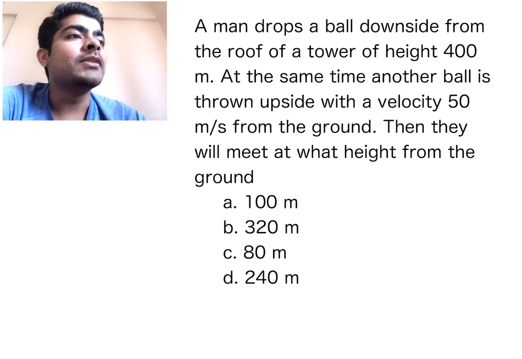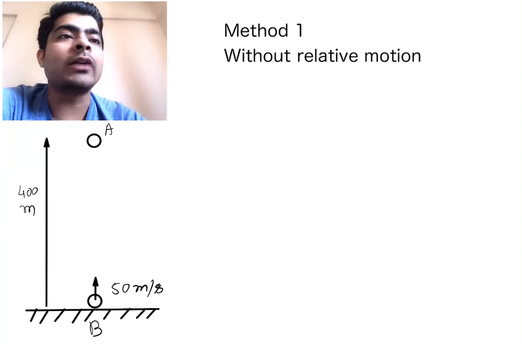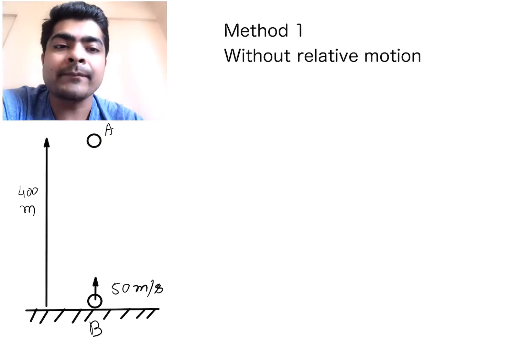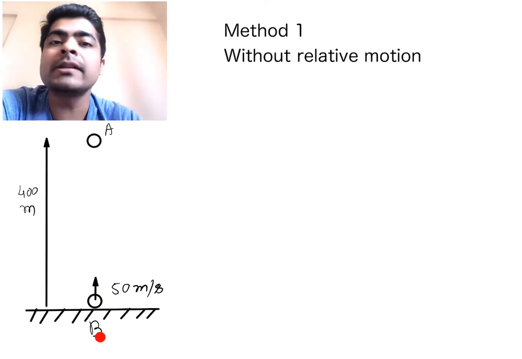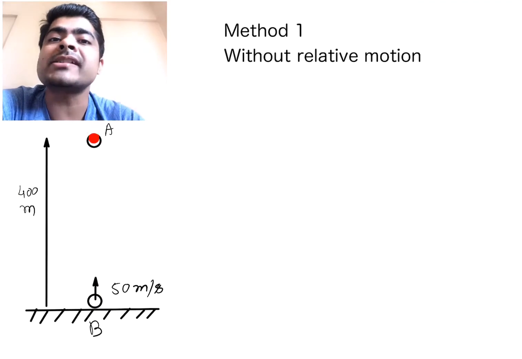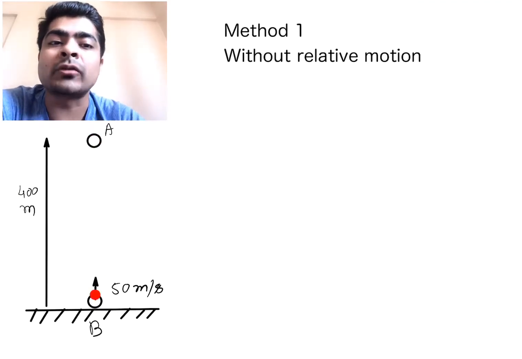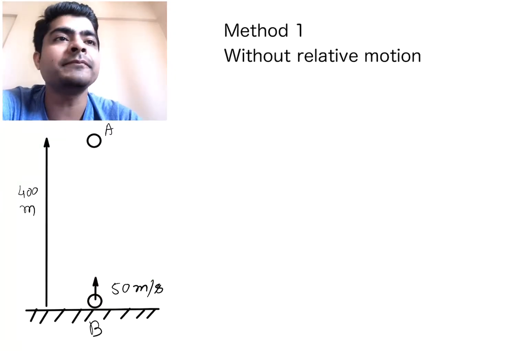Okay, so let's look at method 1 without relative motion. Here you can see the ball at the top of the tower. This is ball A. The ball at the bottom of the tower is ball B. A is just released without any initial velocity. B is thrown up with a speed of 50 meters per second. The height of the tower is 400 meters.